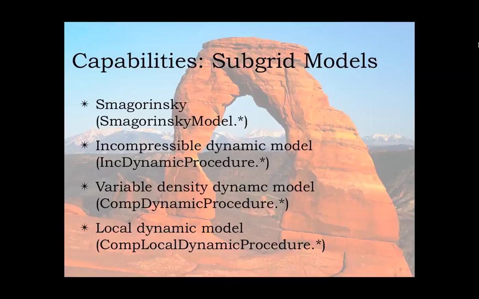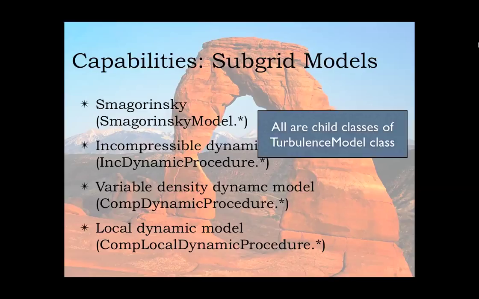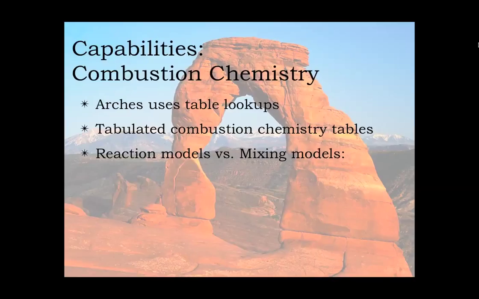I'll talk a little bit about its capabilities. There's a couple of subgrid models available: a Smagorinsky model, an incompressible dynamic model, a compressible dynamic model, and a local dynamic model. So there are all these options for subgrid turbulence models, and those are the corresponding files where they're located. All of those are child classes of a turbulence model class.